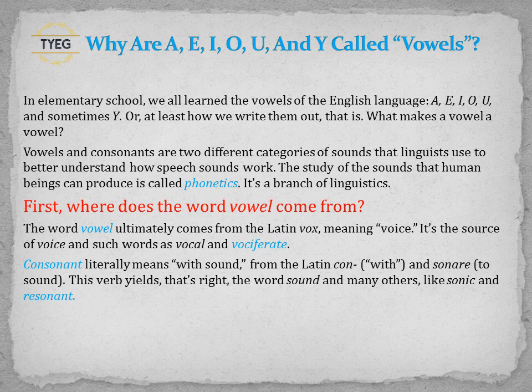First, where does the word vowel come from? The word vowel ultimately comes from the Latin vox, meaning voice. It's the source of voice in such words as vocal and vociferate. Consonant literally means with sound, from the Latin con, with, and sonare, to sound. This verb yields, that's right, the word sound and many others, like sonic and resonant.